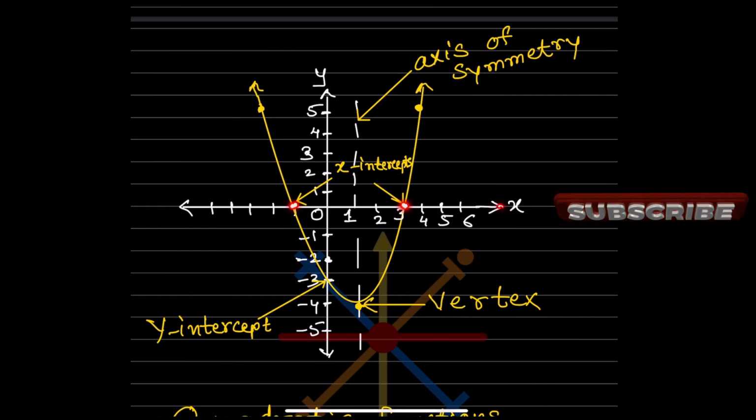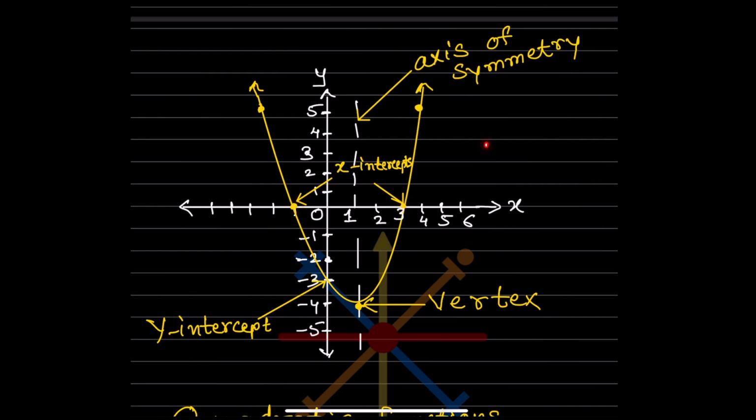Here on the x-axis, these are called the x-intercepts. And this is the y-intercept. This is on the y-axis. Here, the point is wherever it meets here. This is called the y-intercept. And this one, these are the 2 points of the x-intercept.